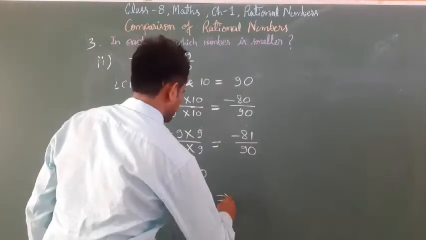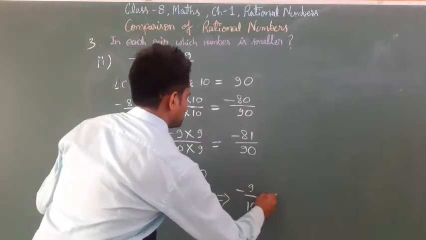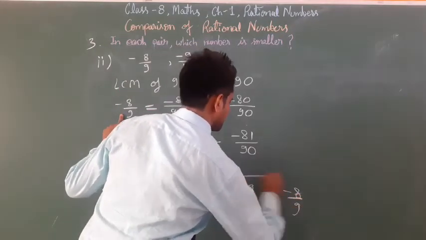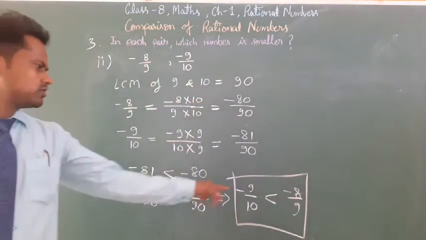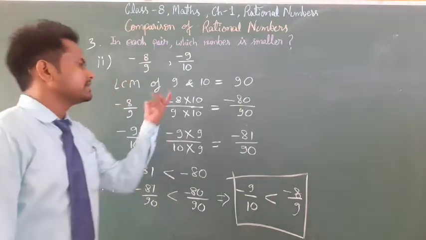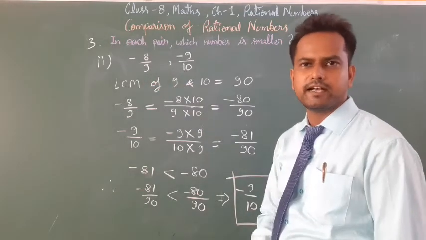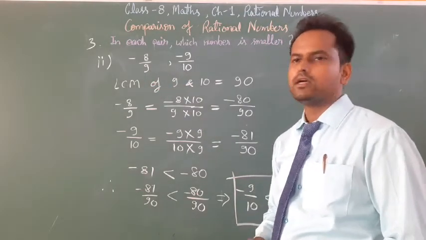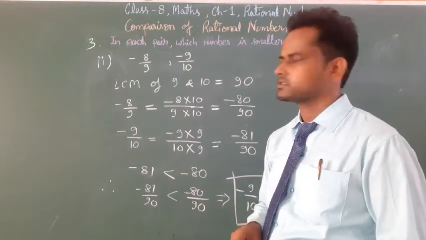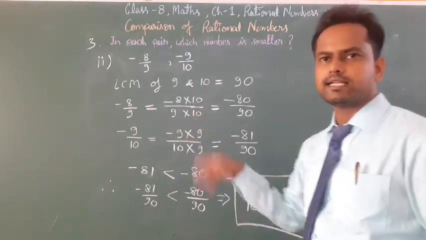It means minus 9 by 10 is smaller than minus 8 by 9. Got it? So minus 9 by 10 is smaller than minus 8 by 9. If the denominators of the given rational numbers are different, then first you have to find the LCM of the denominators of both rational numbers, and then you have to compare the numerators. Got it? So that is the process.